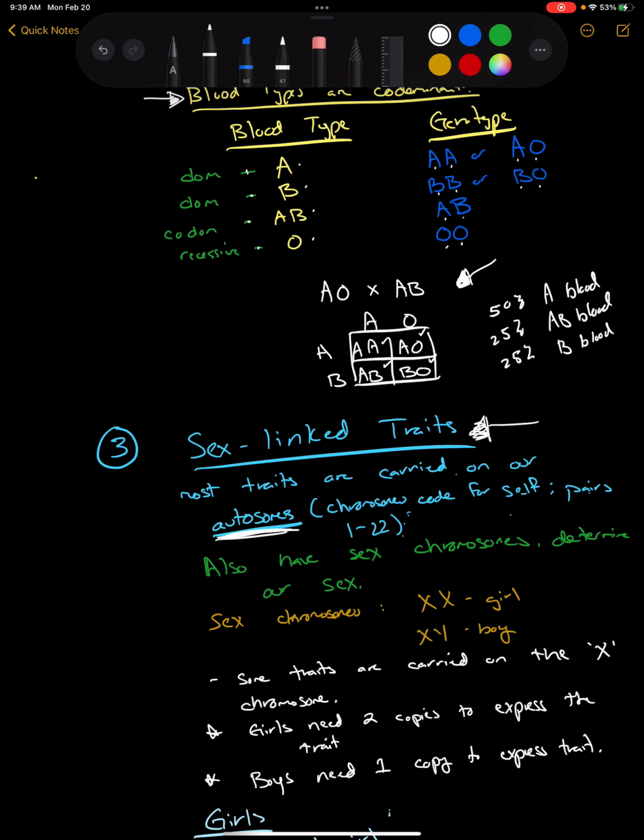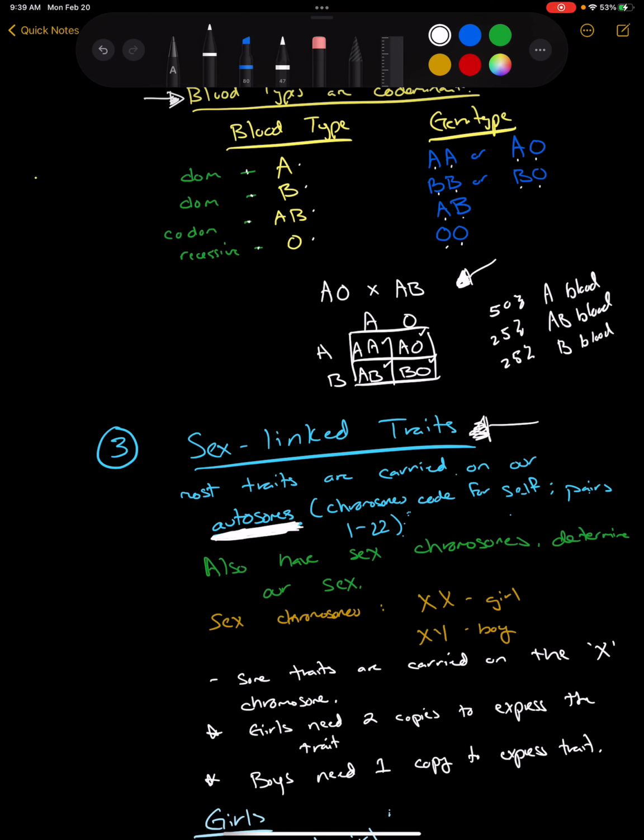Those are my pairs 1 through 22. Remember, I have 46 chromosomes, 23 pairs, so 1 through 22. Most of our traits are on autosomes, like traits that aren't dependent upon your sex, like hair color. Is hair color dependent upon sex? No. Those types of traits are found on our autosomes.